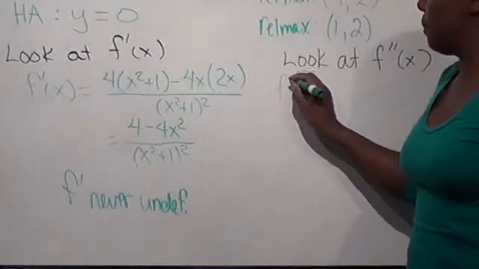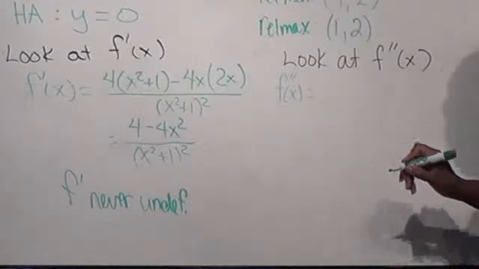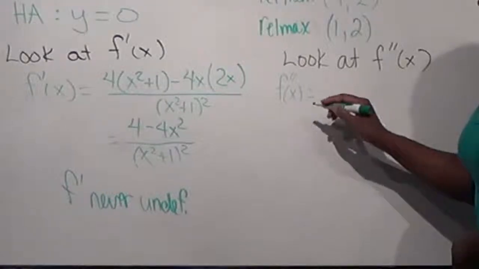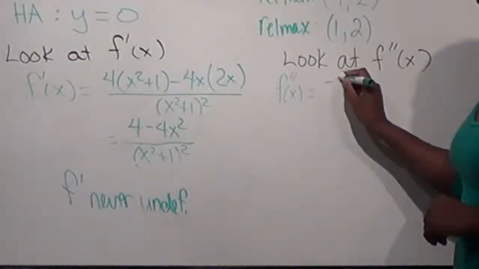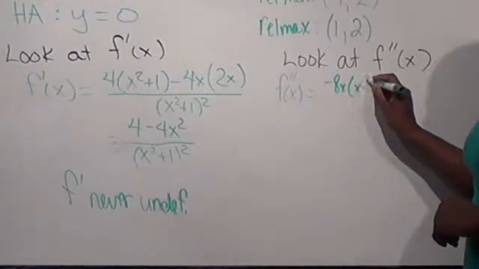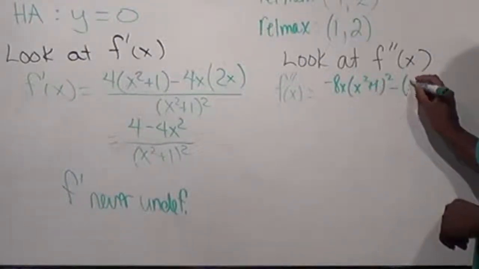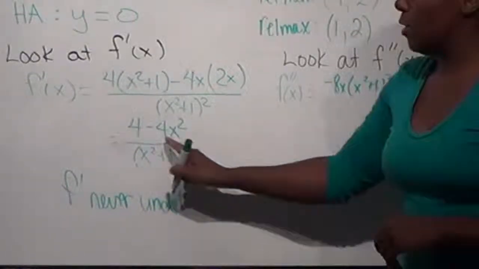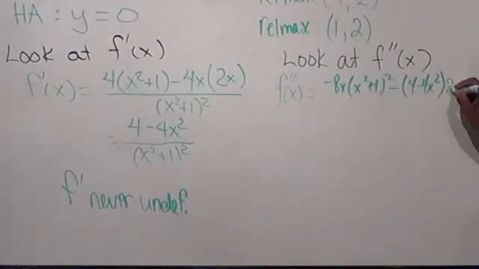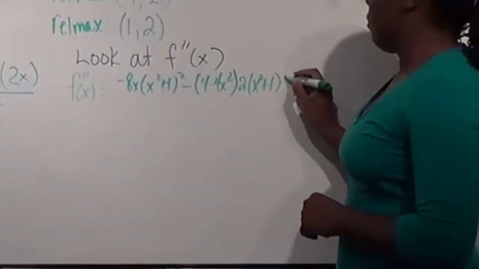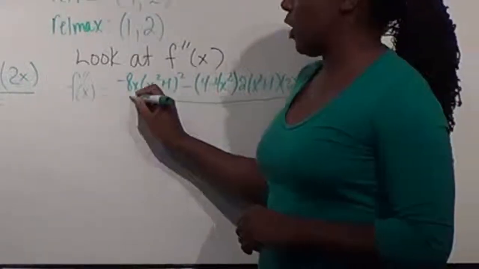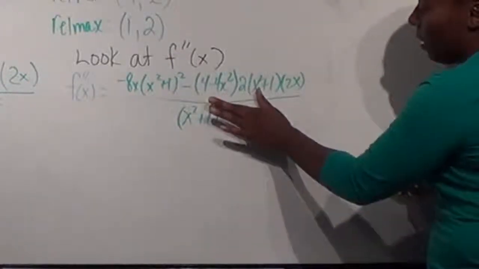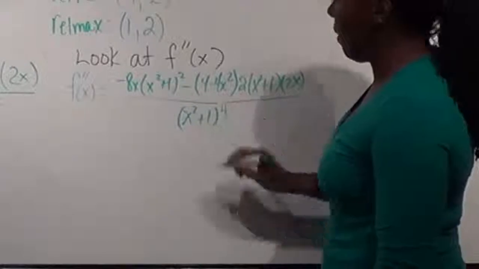So for f double prime, or our second derivative, we're going to take the derivative again, which is going to require a quotient rule. So looking here, we can see the derivative of the top is going to be a -8x times the bottom minus the top times the derivative of the bottom, which will bring the 2 down front, leave the inside alone, multiplied by the derivative of the inside. So there's that chain rule again. And we're going to square the denominator, which was already squared. That makes it a 4th power.